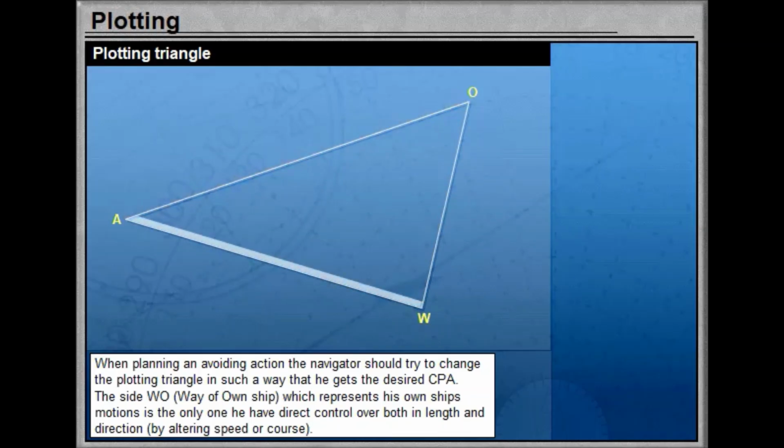The only side the navigator cannot do anything about is WA, way of another ship, which represents the other ship's true motion. It might be a good idea to put arrows on the sides of the triangle to indicate directions. Remember that the arrows on WO and WA shall always be aimed away from W. On OA, the arrow should aim from O to A.